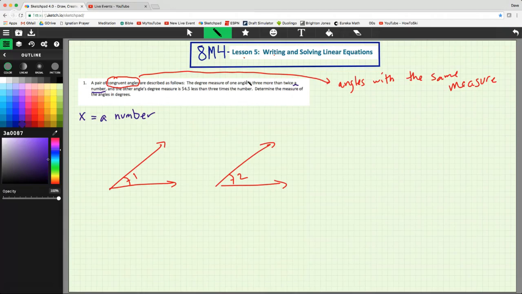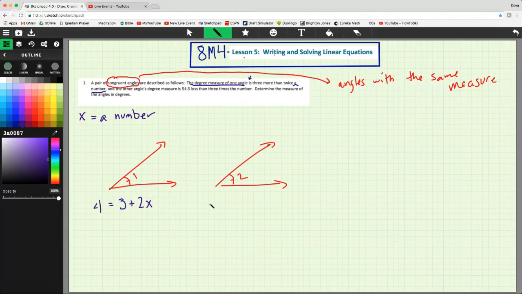So the degree measure of one angle is 3 more than twice the number. So let's think about that. The degree measure, so angle 1, is 3 more than twice the number. Well, 3 more than twice the number is 3 more than twice the number. Now we learned this in lessons 1 and 2. I'm not going to go over exactly all the nuances of how you break down a sentence, but that's the key, figuring that out.